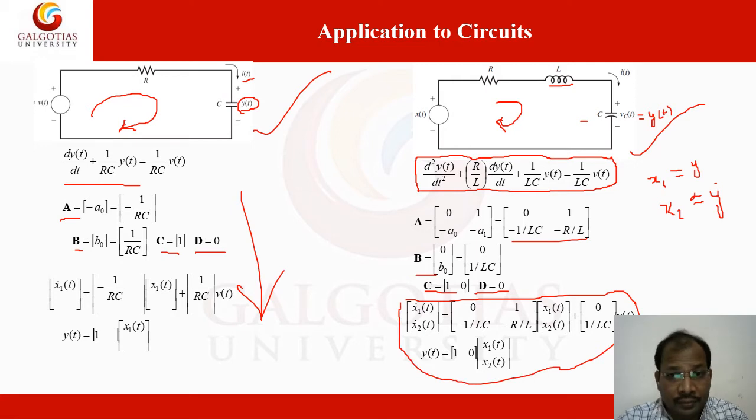So you can see, this is one example of how we can model the electrical network circuit into the differential equation, and from the differential equation we can convert into the state space model. This is the simplest example I have considered here. So you can take a complex example and convert it into the state space equation.